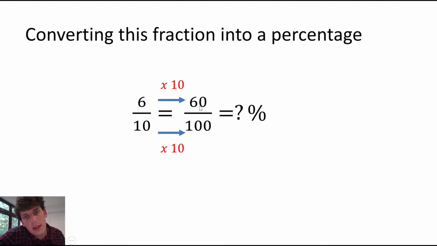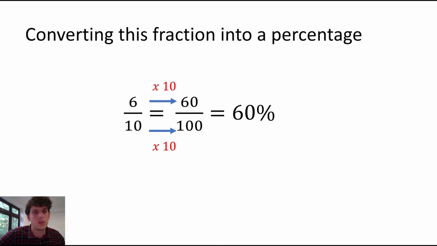So 6 times 10 is 60. Okay, so it would be 60 over 100. What is 60 over 100 as a percentage? That is what you are going to do now. Have fun, ladies and gentlemen. So you want to pause the video and find out what that percentage is and then press play when you're ready to proceed. So 60 over 100 as a percentage is 60%. Okay, so 6 over 10 as a percentage out of 100, okay, is 60%.